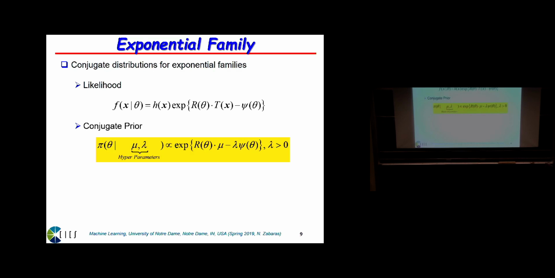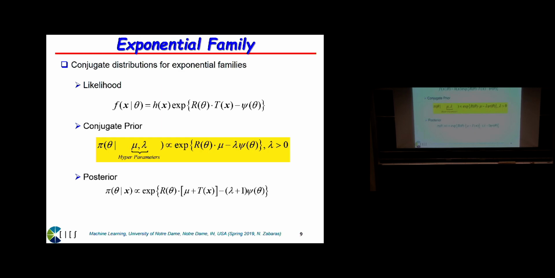Does this to you look exponential? Do they look conjugate to each other? In other words, if my prior is like that, will the posterior have a similar form? Multiply them and see what happens. Well, if you multiply them, what you will get is r of theta times mu plus t of x, all right, minus lambda plus 1 psi of theta, okay?